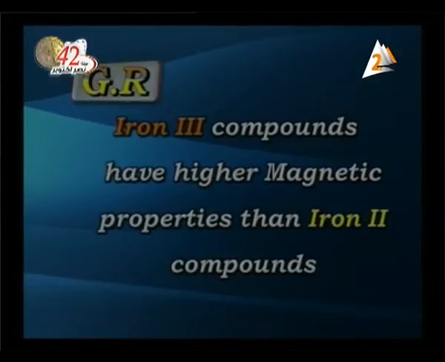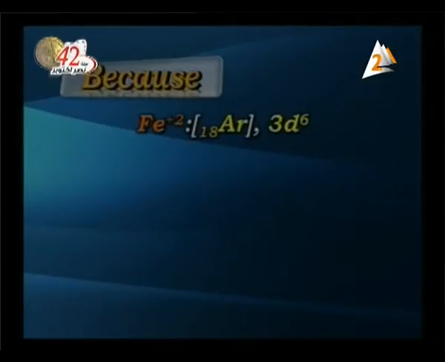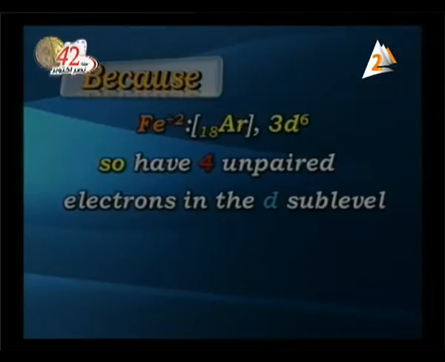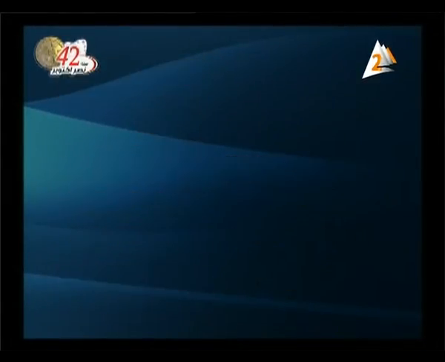Another good reason in this point: iron 3 compounds have higher magnetic properties than iron 2 compounds. The reason for that is iron positive 2 has electronic configuration argon 18 3d6, as it loses 2 electrons from the 4s sublevel, so having 4 unpaired electrons in the d sublevel, and so has lower magnetic moment than iron positive 3, whose electronic configuration is argon 18 3d5.